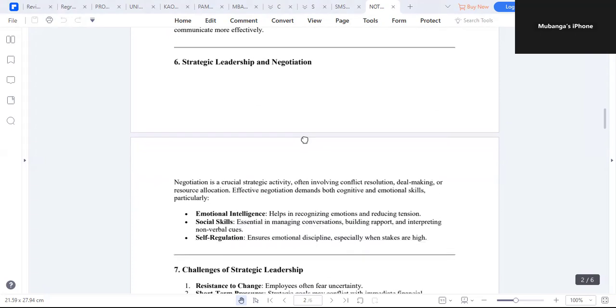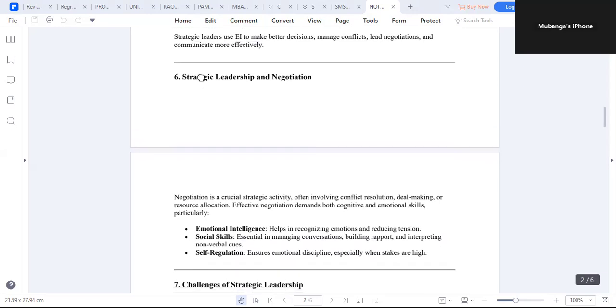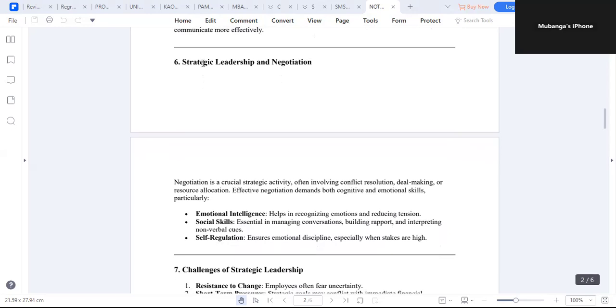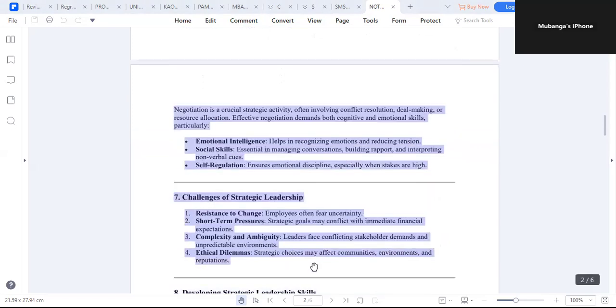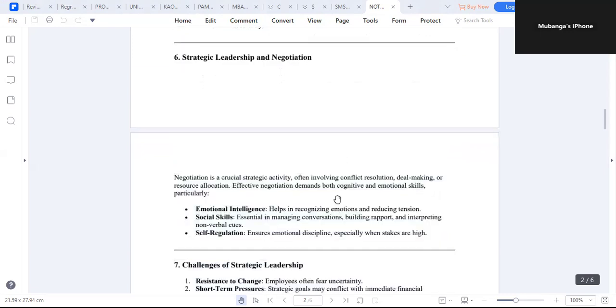Strategic leadership and negotiation. So what is negotiation? How is negotiation important in an organization? When you're dealing with the concept of leadership and negotiation, how do you understand the concept of negotiation in strategic leadership?